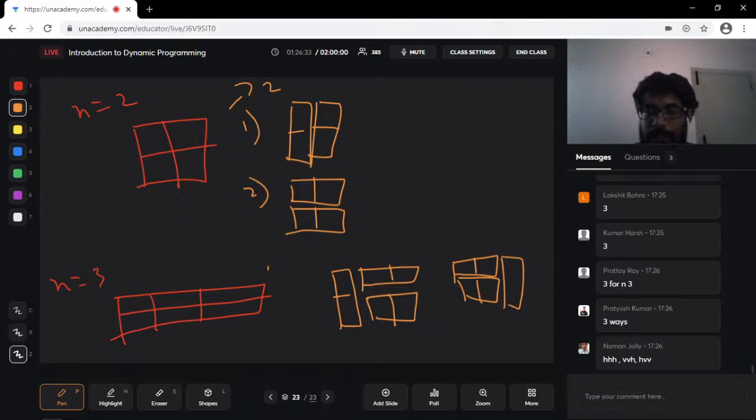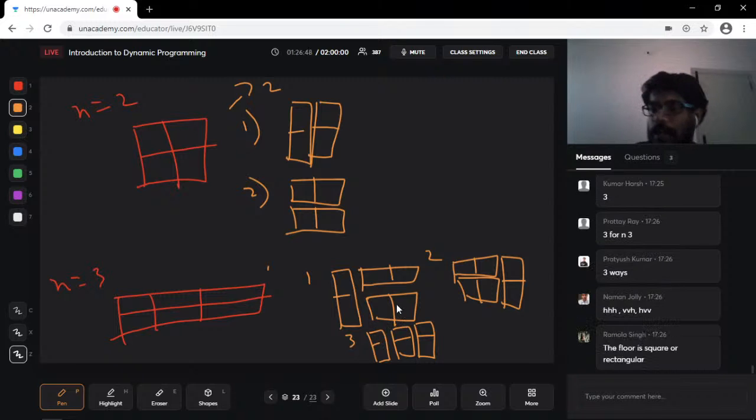This is another way. So I have 1, 2 and 3 different ways. You can see that there are no other ways in which you can tile. The floor is a rectangle. I mean, the floor is always 2 cross n, width 2 and length n. That's always the case.